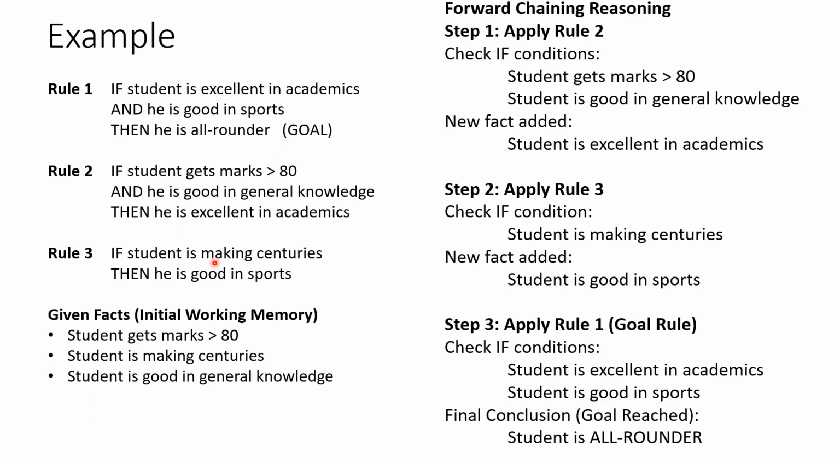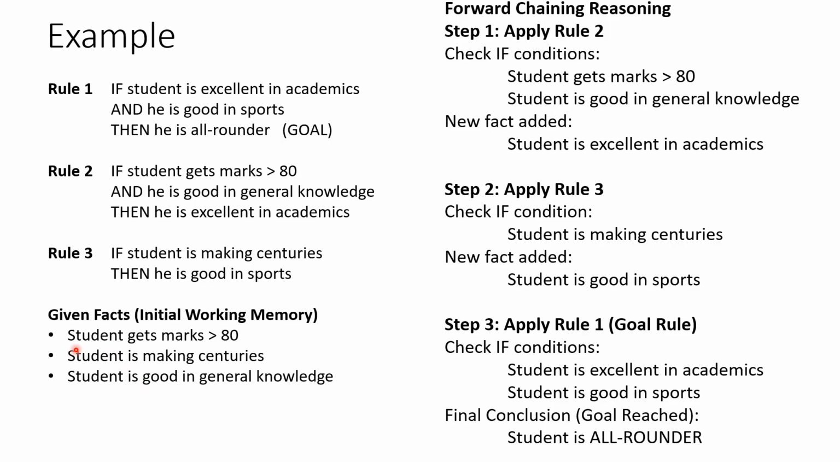Then the given facts in the working memory: student gets marks greater than 80, student is making centuries, and student is good in general knowledge. So these three are the facts in the working memory, and we have these three rules. It is also available in the working memory. So in the forward chaining, we will start with the facts and rules. So here we can see we will start with the initial state. Initially, we have three facts in our working memory. So we are starting with this.